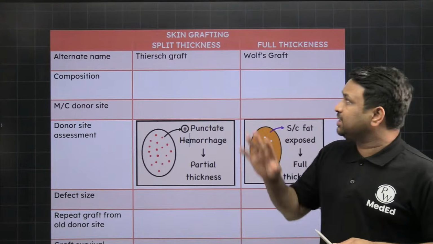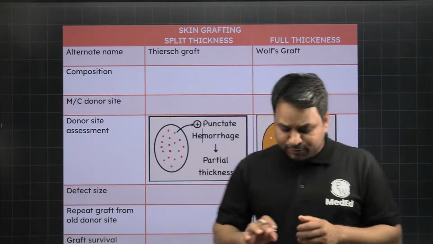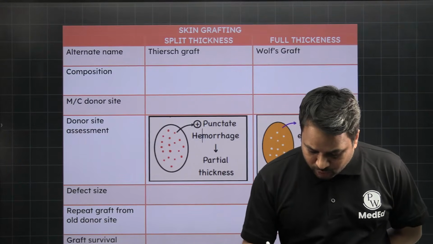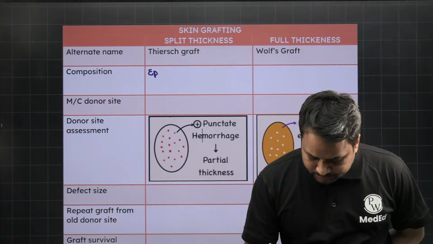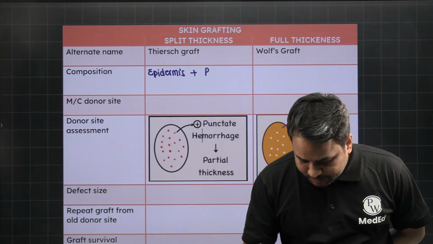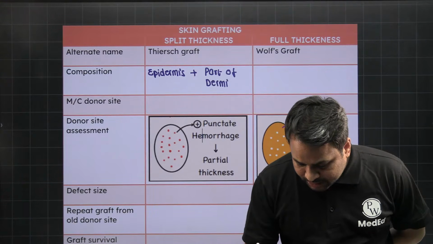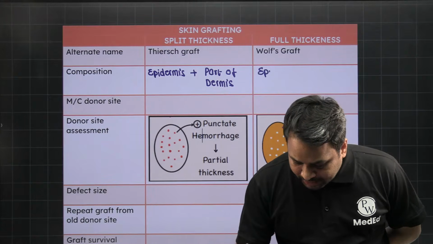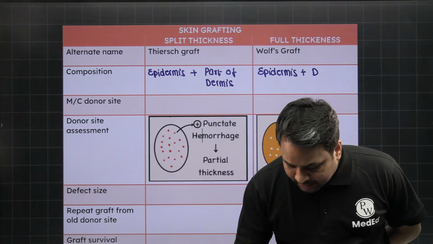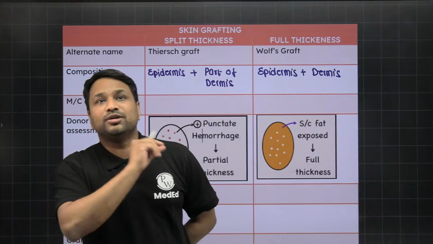When you talk about these skin grafts, there are two varieties: split thickness and full thickness skin grafting. The split is also called Thiersch. The full is also called Wolfe's graft. In the split thickness, what is the composition? You have the epidermis of the skin, along with part of the dermis; not the entire dermis is taken. Wolfe's is going to be the entire epidermis of the skin along with the entire dermis of the skin. So you have taken both epidermis and dermis together. Hence, it is called full thickness skin grafting.